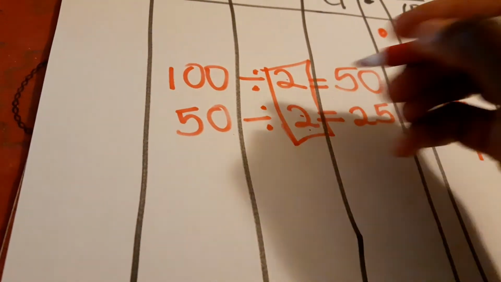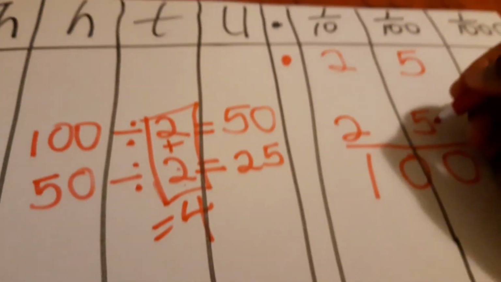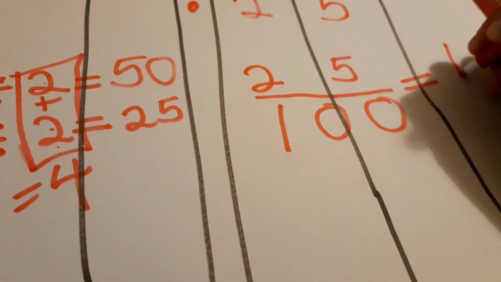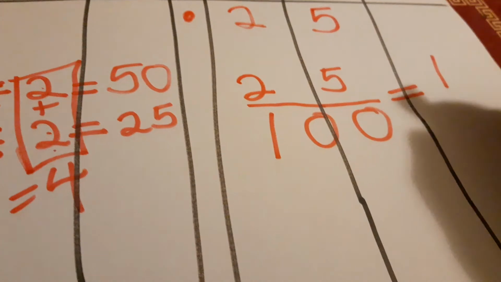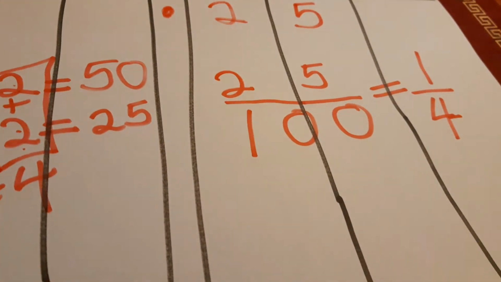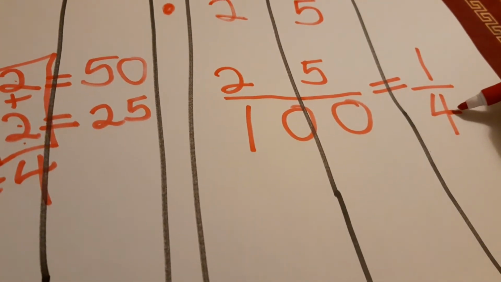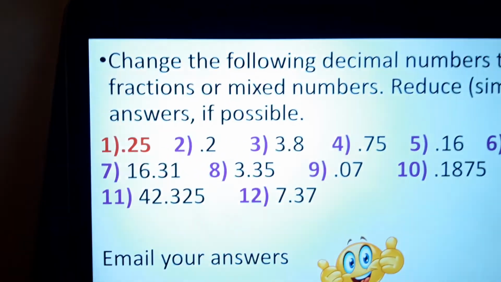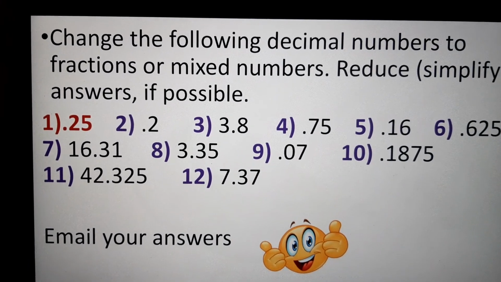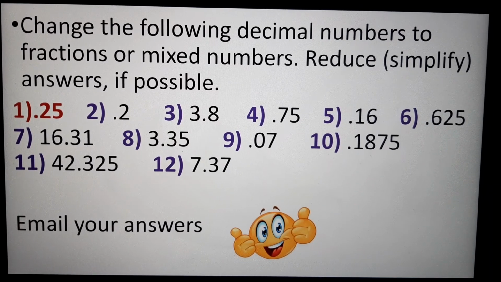2 plus 2 makes 4. Okay, so that's 25 divided by 25 itself. It goes in once. And then how many times does 25 go into 100? 4 times. So we've simplified it. We've made it smaller, which means 25 over 100 is the same as a quarter. So that's what we mean by change it into a fraction and then simplify where possible. So we need you to do this, answer it, get your adults to take a picture, and then email us the answer. All right?